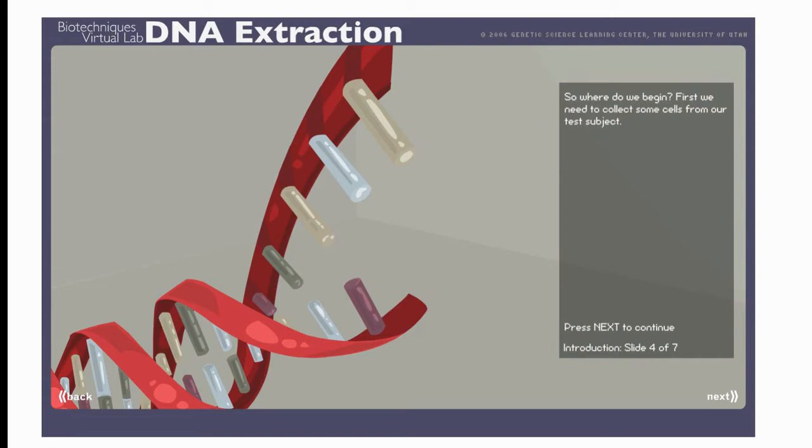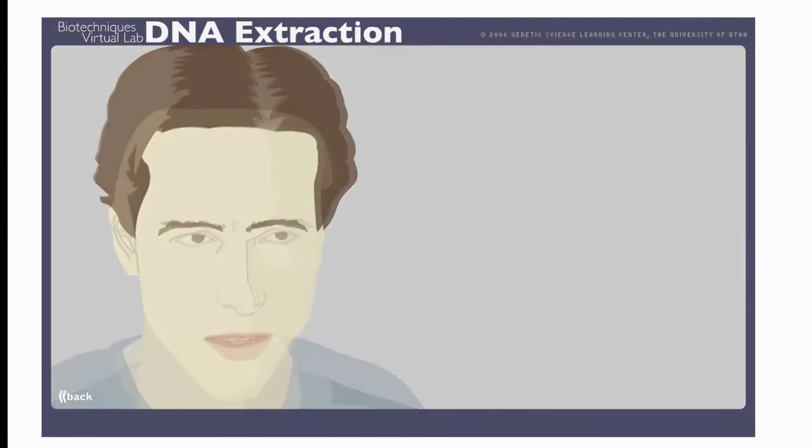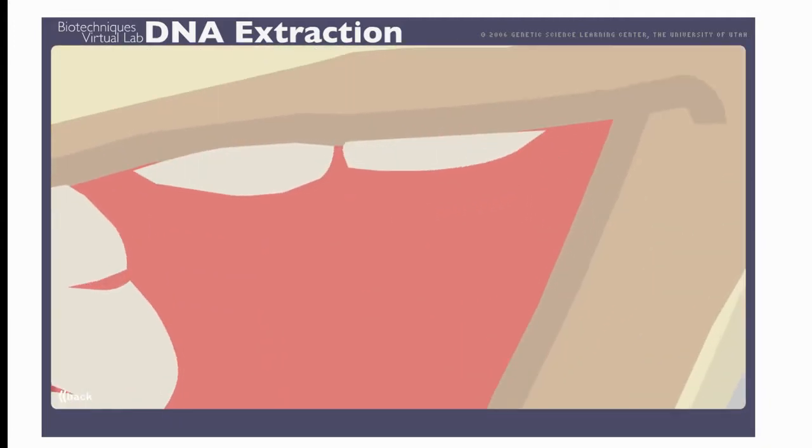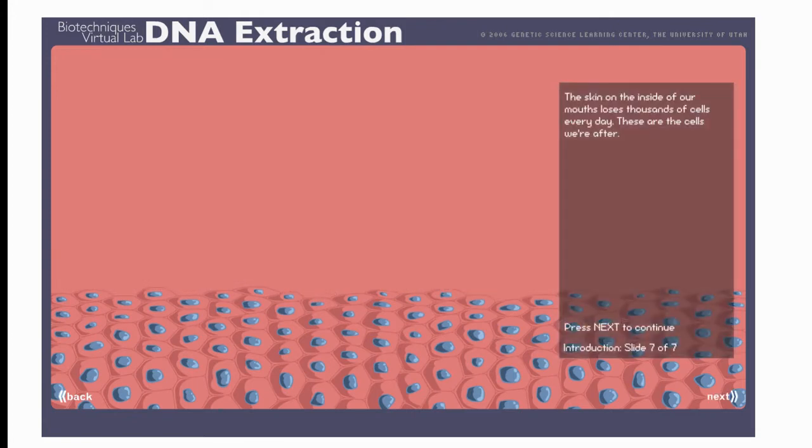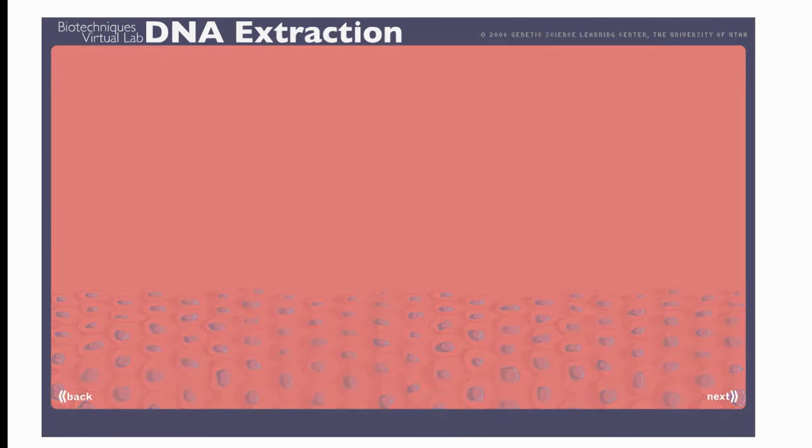So where do we start? We need to collect some cells from our test subject in order to purify DNA. Inside of your mouth, there are epithelial cells, and these cells contain DNA. This will be the DNA that we'll purify from the test subject to use for the DNA extraction experiment.